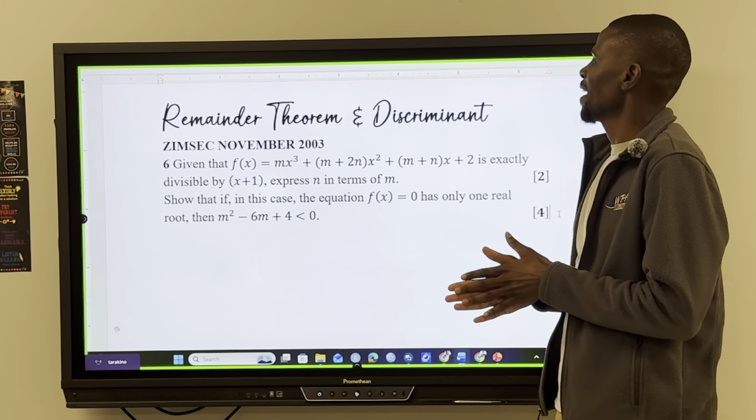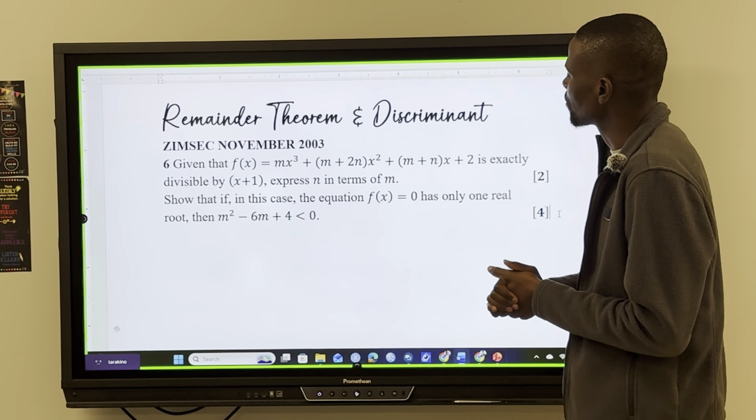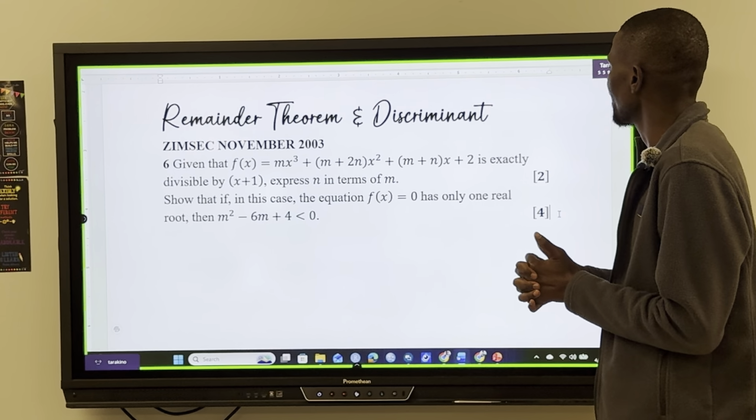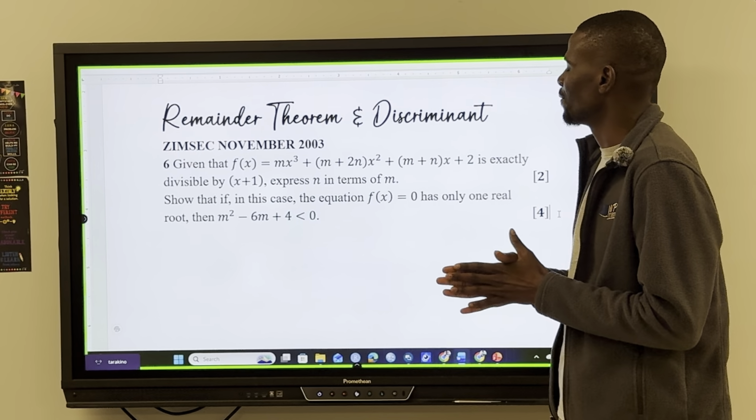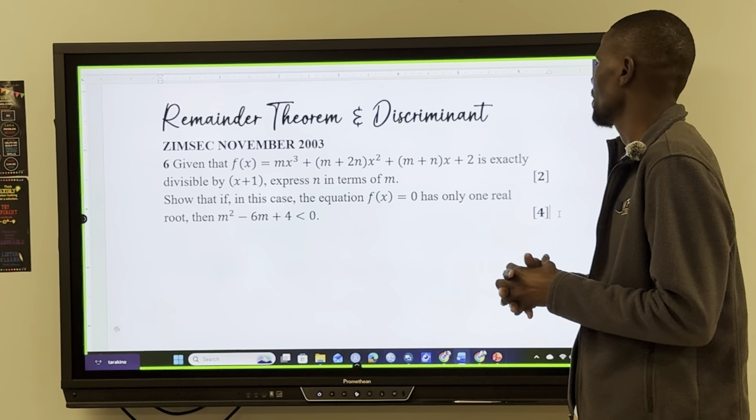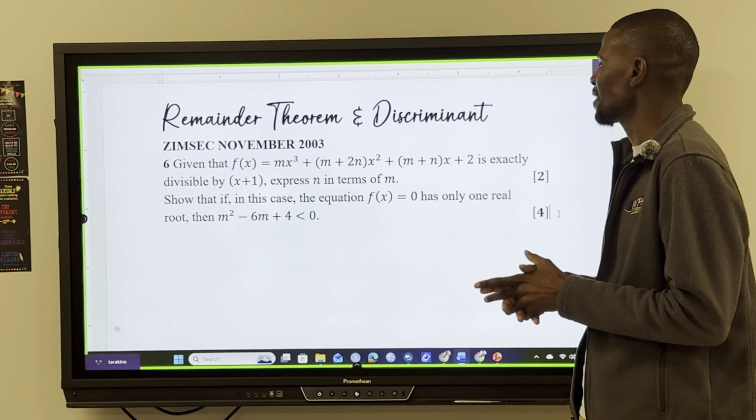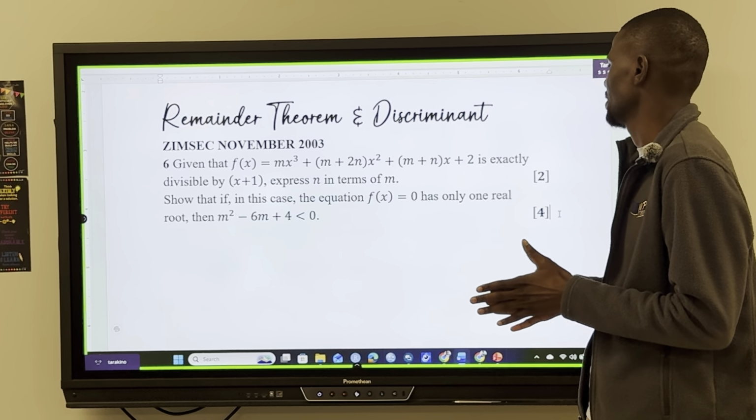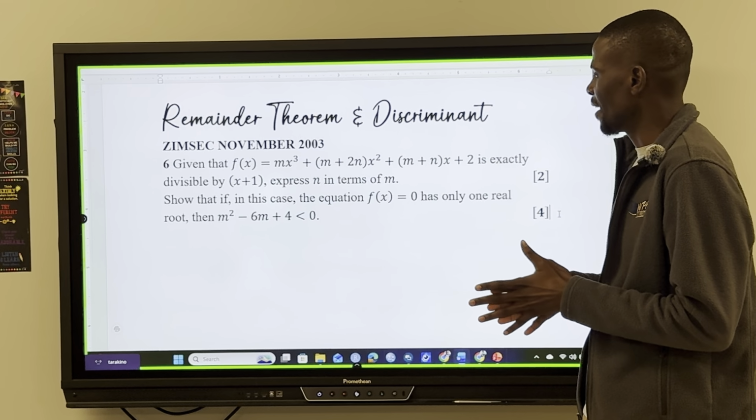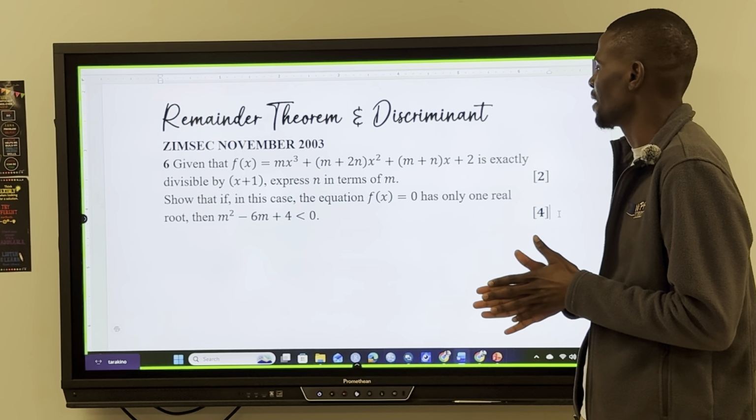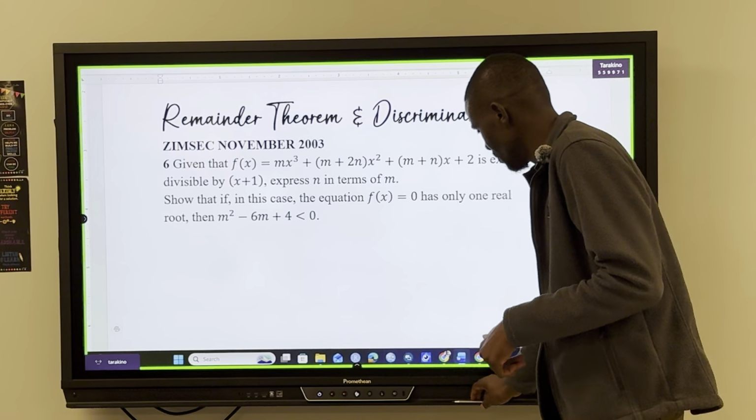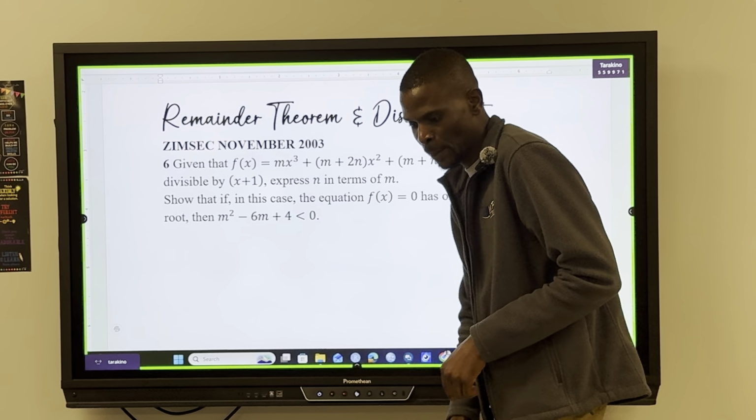The question reads: given that f of x equals mx cubed plus (m plus 2n)x squared plus (m plus n)x plus 2 is exactly divisible by x plus 1, express n in terms of m. Then show that in this case, the equation f of x equal to 0 has only one real root. Then m squared minus 6m plus 4 is less than 0. 6 points. Okay, let's dive in.